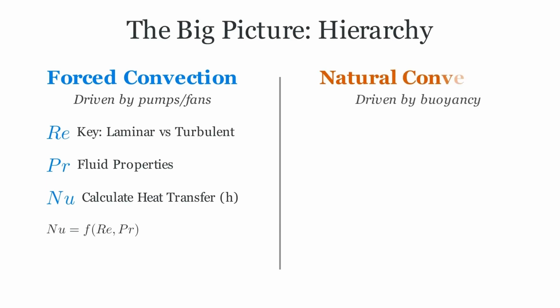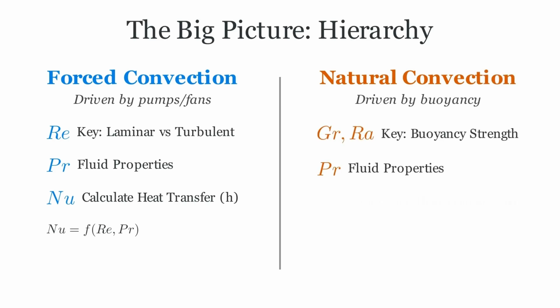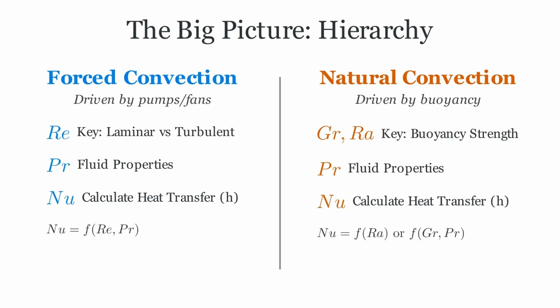Convection type 2, natural convection, flow driven by buoyancy. Key numbers, Grashof and Rayleigh number, tell us how strong is buoyancy. Also need Prandtl number, Pr. Calculate Nusselt number, again to find heat transfer coefficient. Typical correlation: Nusselt equals F of Rayleigh or F of Gr, Pr.